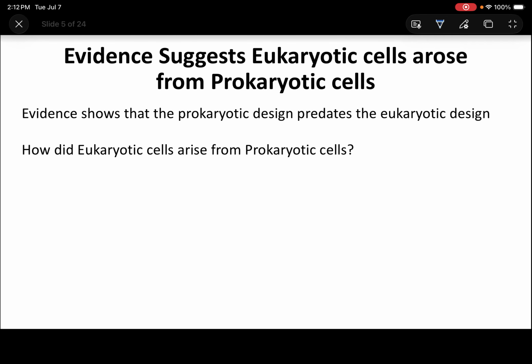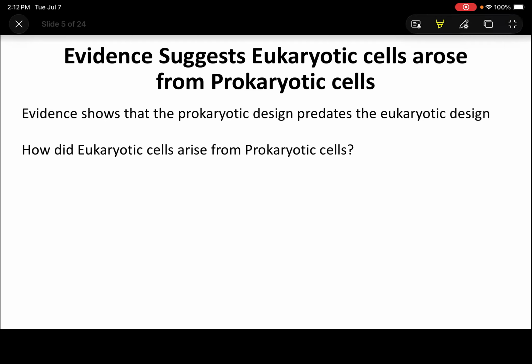Now, one of the really cool things is that in evolutionary history, our best understanding of it right now as a field of biology is that prokaryotes predate eukaryotes. So the first organisms on this planet were most likely prokaryotic single-celled organisms. And the prevailing theory is that eukaryotes came from prokaryotes. So in the evolutionary history of the world, prokaryotes were first, and then eukaryotes came second.